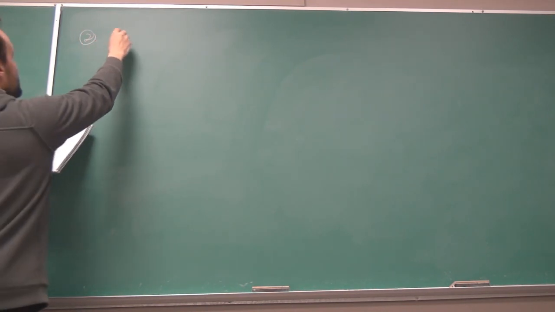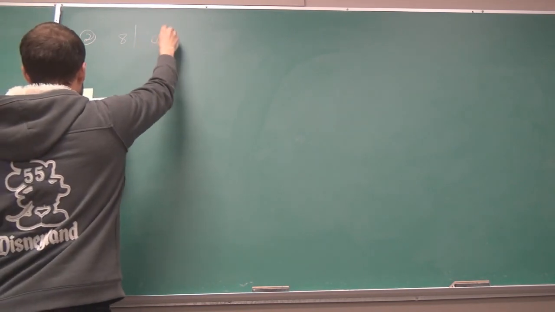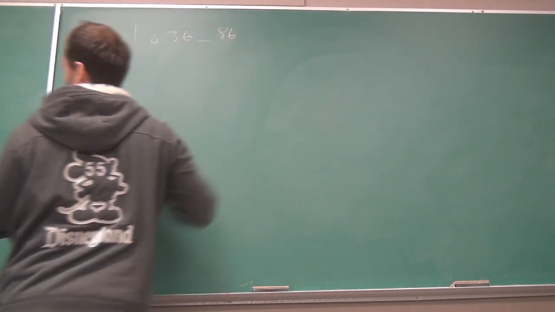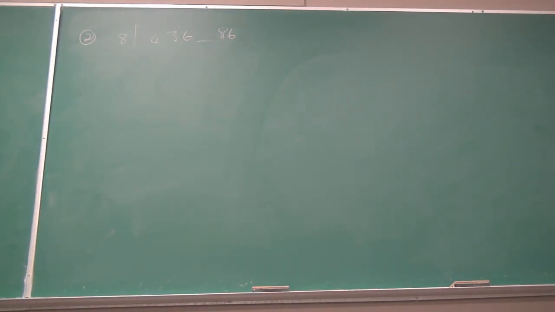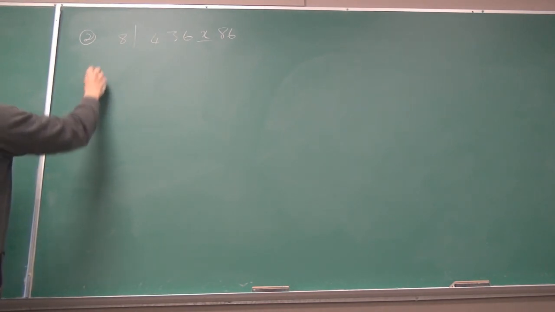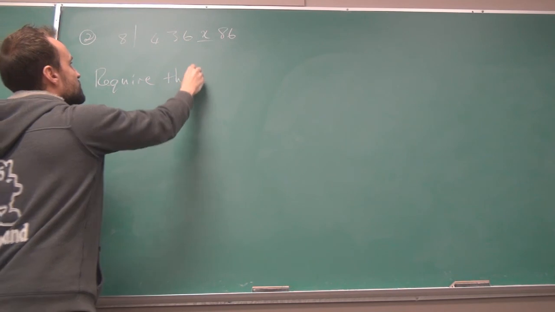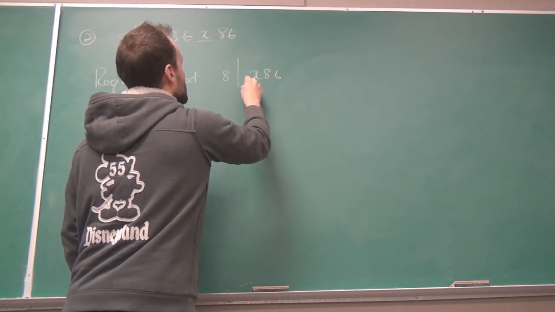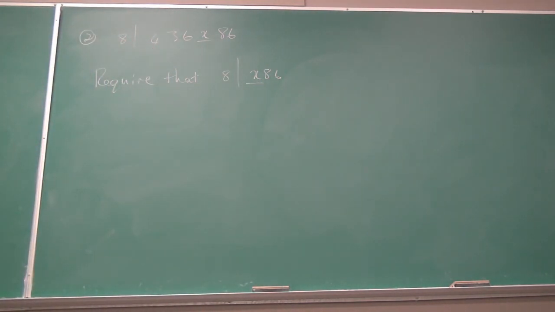Number 2. I want it to be divisible by 8. And it's 4, 3, 6, something, 8, 6. Now, I have to know my divisibility test for 8, so I don't just plug in every possible digit and test it on my calculator. That seems a little silly. What is the divisibility test for 8? Let's put a little number in there. I just require that 8 divides into, and I put a line under it, otherwise sometimes when you use variables with numbers it means multiplication, and that's not what we're doing here at all. It's just a placeholder for that digit, something 86.